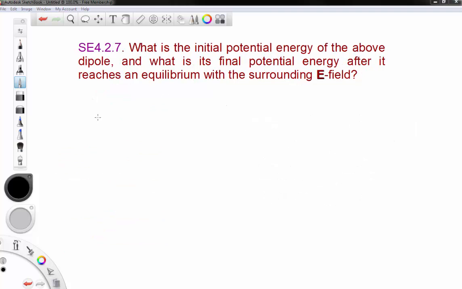This last one is basically equivalent to saying what is the change of energy for this system. Initially, it's actually at the highest potential energy. Finally, it's at the lowest potential energy. So initially, the field and the dipole are perpendicular to each other. So initially, we say U sub E is equal to 0 because U is negative P dot E, and the two are perpendicular.